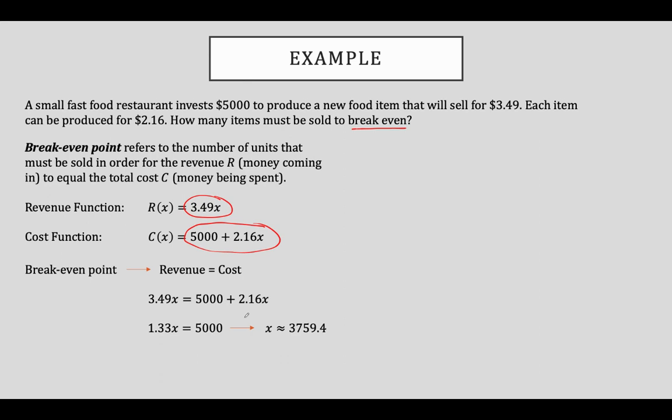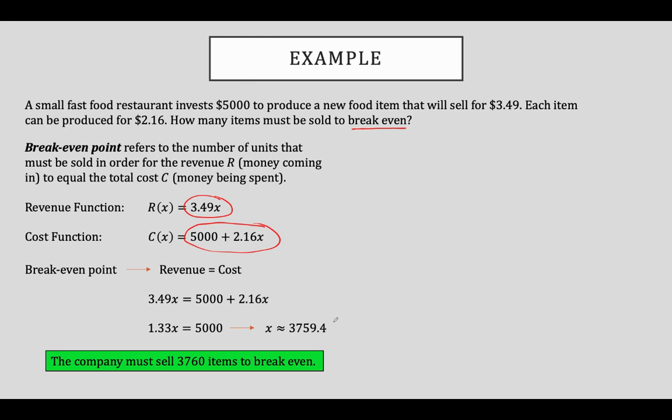Now, obviously, we cannot sell or produce 0.4 of a unit of food. So, in order to break even, what we want to do is we always want to round this value up. This means that the company must sell 3,760 items in order to break even.